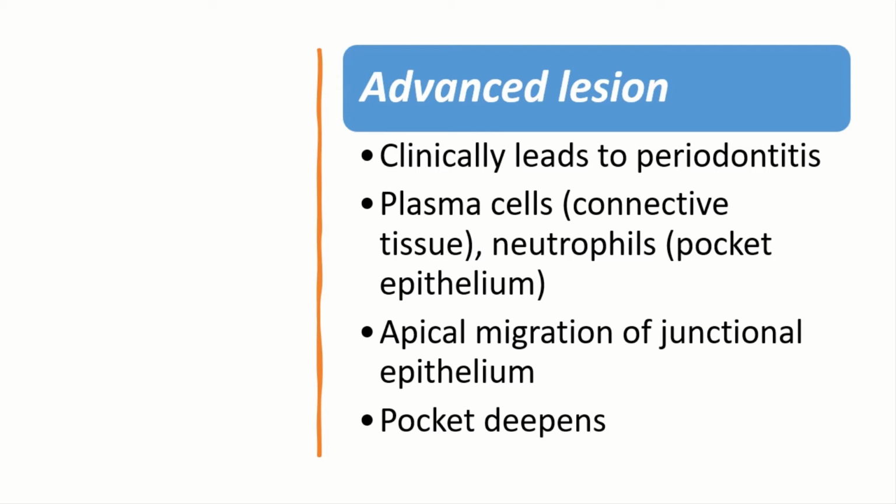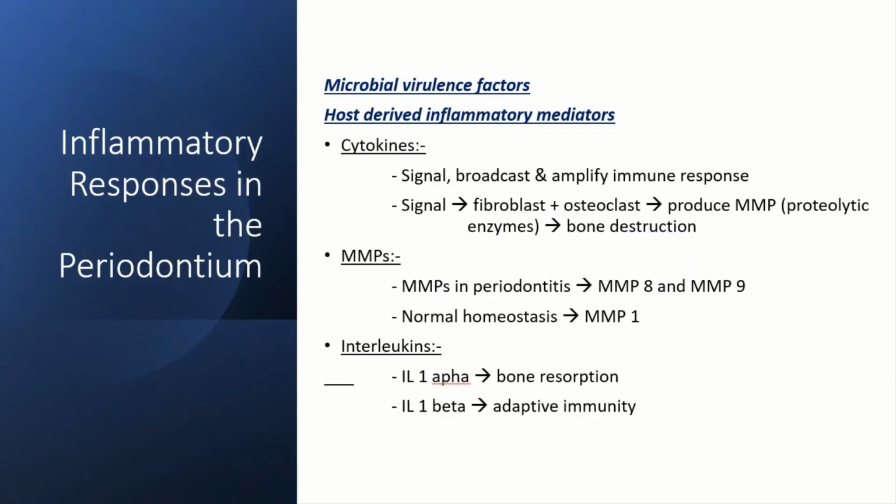What's happening here is that, as we discussed yesterday, we had passive eruption and active eruption. Once you have an advanced lesion, you have a sort of passive eruption because there's apical migration of the junctional epithelium. This is happening to prevent further entry of bacteria into the subgingival spaces. In this case, the pocket deepens because of the apical migration of the junctional epithelium.